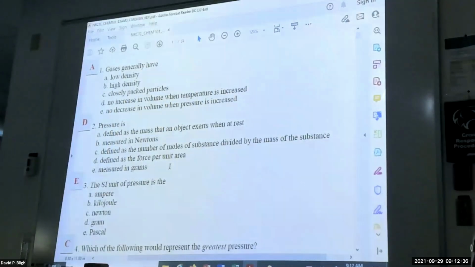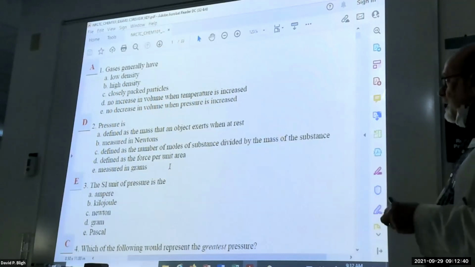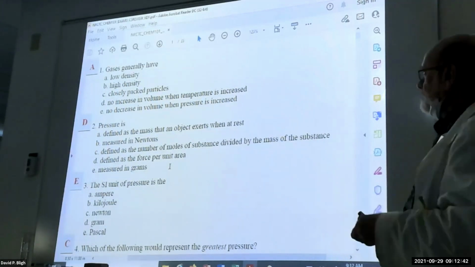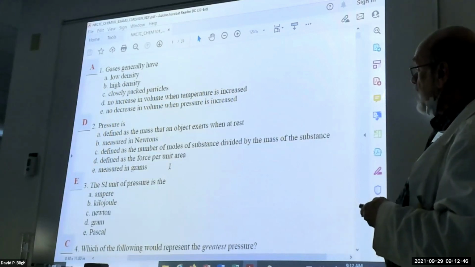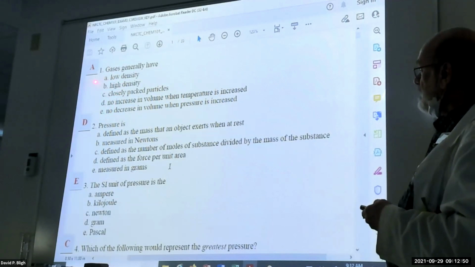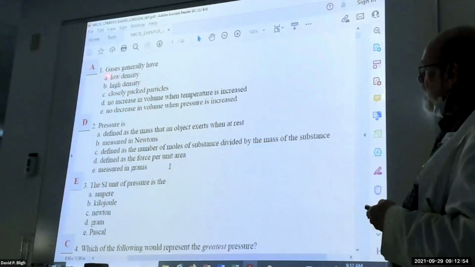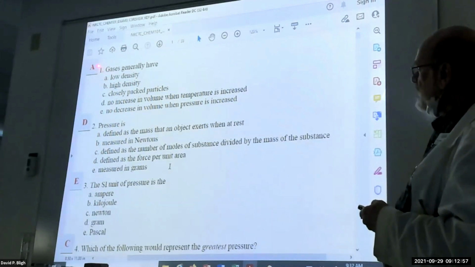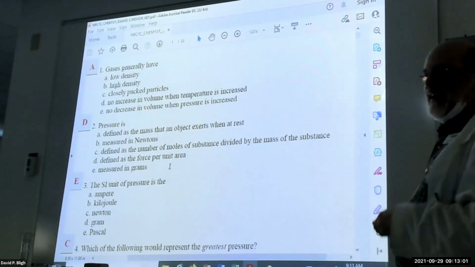We'll start off slow. We'll pick up steam as we go. Gases generally have what? Well, let's see. We have 5 possibilities. Low density is a good one, yeah. Maybe I'll better move it, expand it a little so the answers are not there. That's okay.